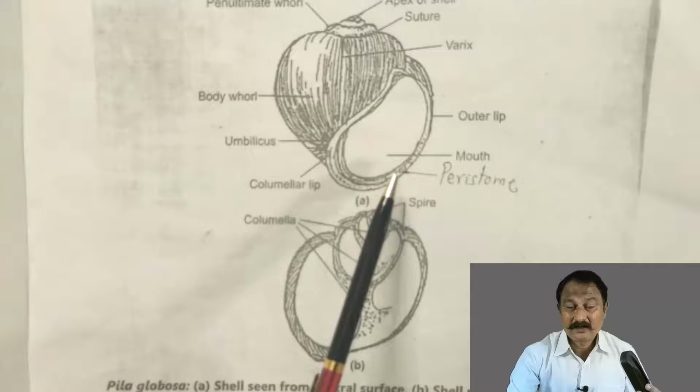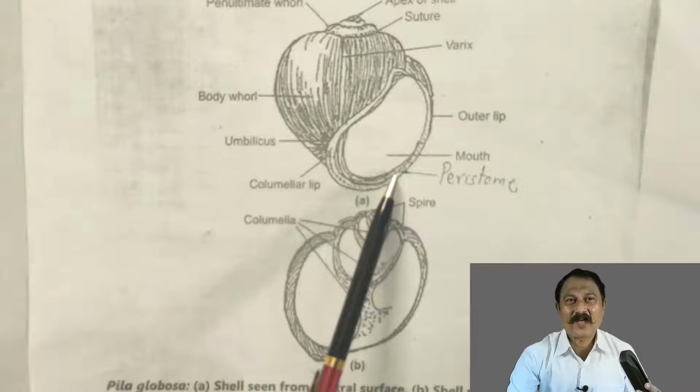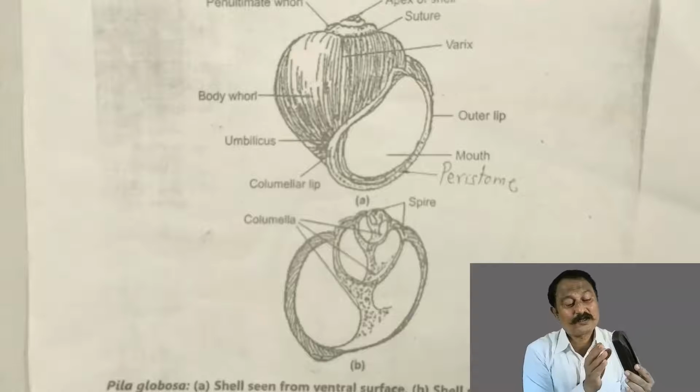And if the shell is handled in such a way that this peristome is facing the observer, listen, suppose this is the border, okay, this is the outer border, this is the inner border, and the ventral side of the shell means the peristome is facing the observer, then the mouth lies to the right side of the columella. Mouth lies to the right side of the columella.